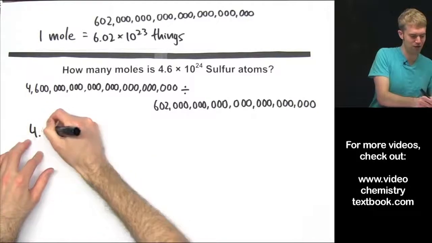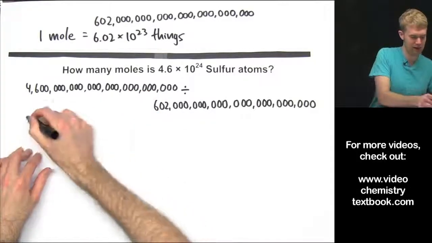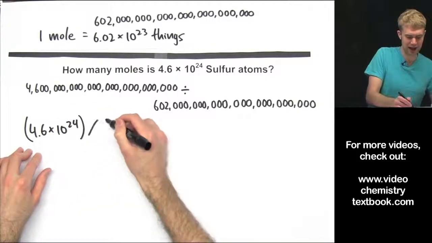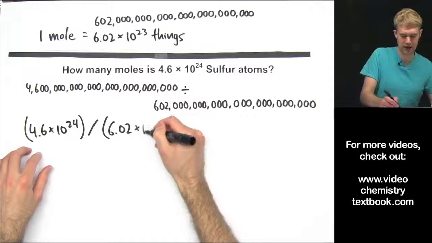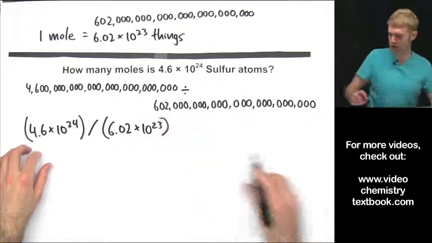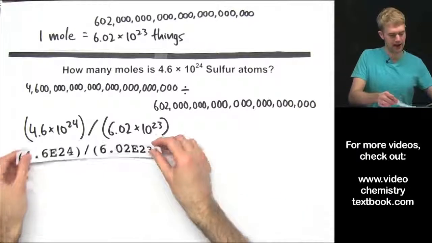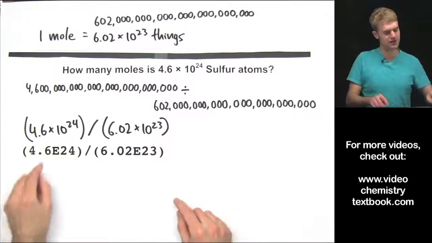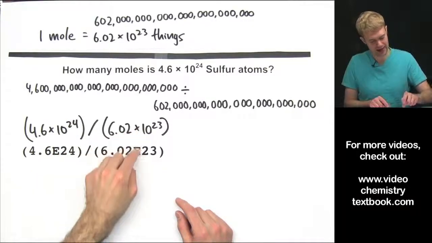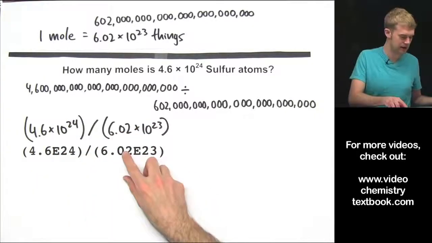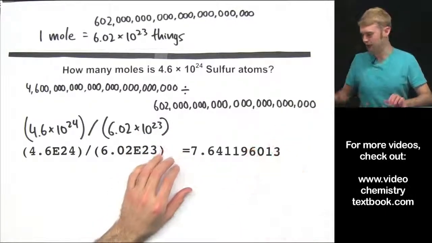We're going to do 4.6 times 10 to the 24th divided by 6.02 times 10 to the 23rd. Put this into the calculator, and you'll want to type it in like this, where we replace the 10 to the 24th with E24, or 10 to the 23rd with E23. Hit return, and we're going to get a number like this.